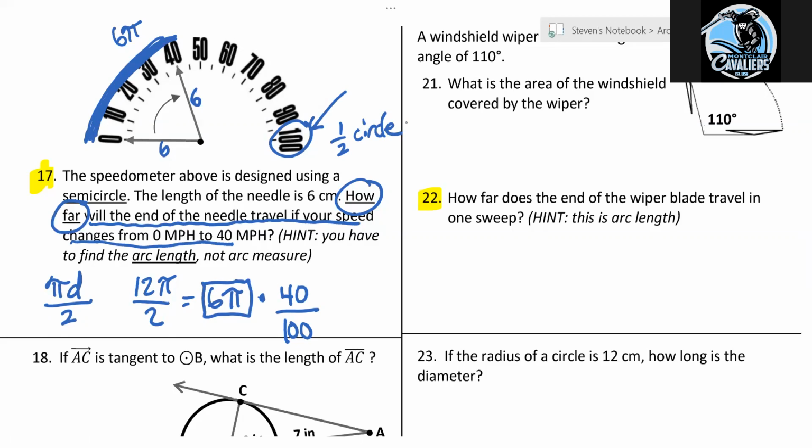So 6 times pi, multiplied by 40, divided by 100. That doesn't look right. I got 7.5. Let me do it again. I feel like I hit a button wrong. Times 40, divided by 100. Yeah, that's right, about 7.5. So this length right here is approximately 7.5 centimeters. That's a tough one. Those can be tough.